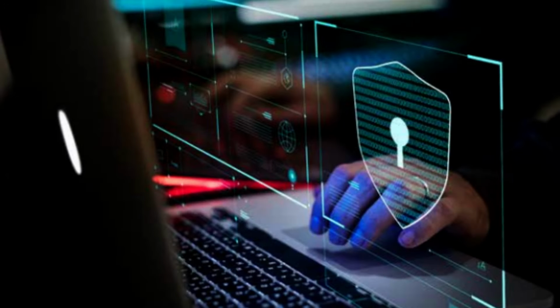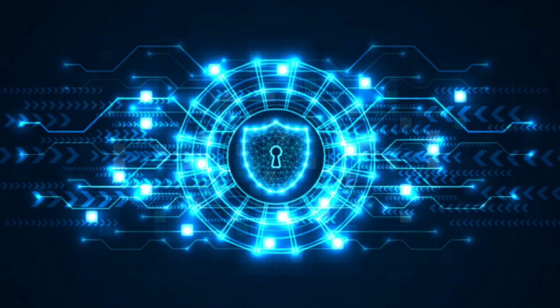Cybersecurity is the practice of protecting computer systems, networks, data, and digital information from various forms of cyber threats, attacks, and unauthorized access. As technology continues to advance and the world becomes increasingly interconnected, the importance of cybersecurity has grown exponentially to safeguard sensitive information, critical infrastructure, and personal privacy.